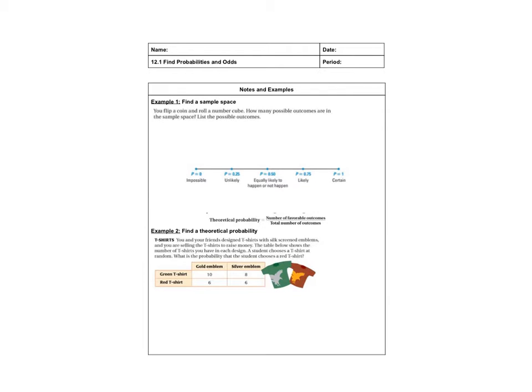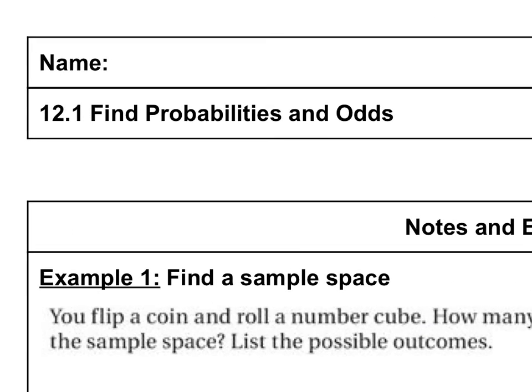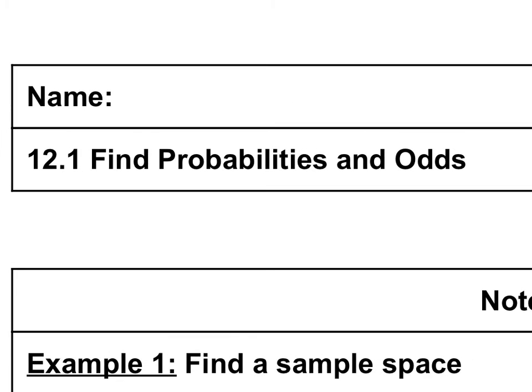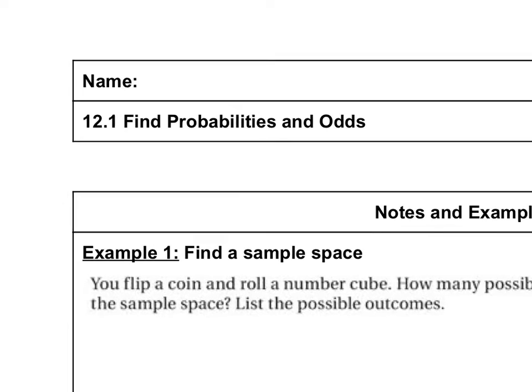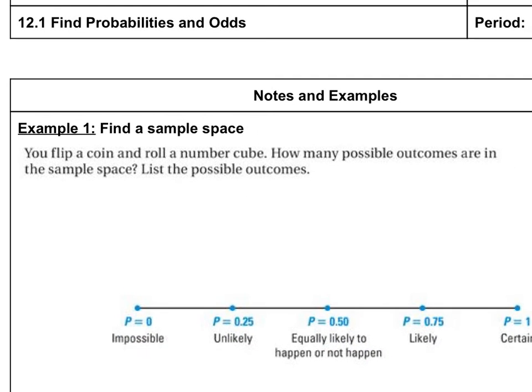Today we're going to be starting chapter 12, which is all about probability. And today we're just going to dip our feet into it with chapter 12, lesson 1, finding probability and odds. Okay, so the first thing we're going to talk about is finding a sample space. When it comes to probability, you are going to need to know the total number of outcomes that you are going to have. And so one way of doing that is using what we like to call a sample space.